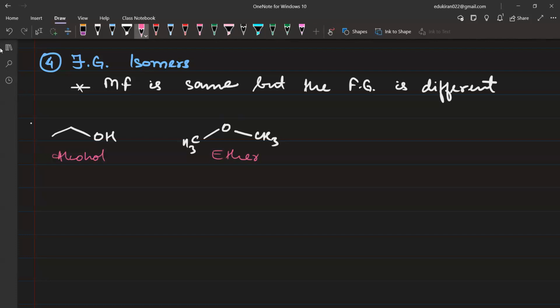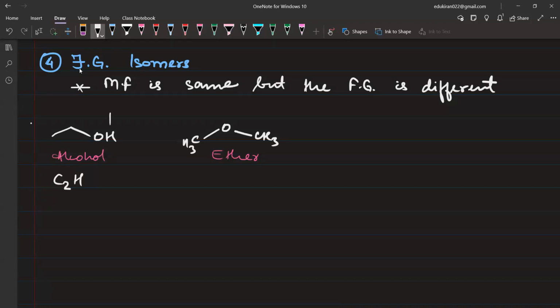Now, tell me what is the molecular formula of this structure? How many carbons do we have in the alcohol structure? Keep your mics on, guys. Keep your mics on. There is a lot to talk about still, right? How many carbon atoms in the alcohol? 2. Very good. C2. How many hydrogens?